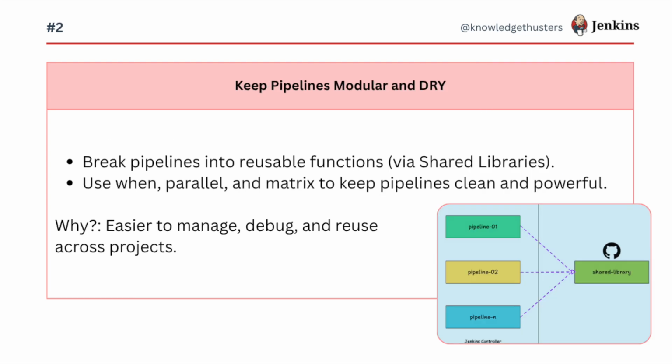So now next, let's see, keep pipelines modular and DRY. So this means always try to use a shared library or reusable functions. So let's say if a simple git checkout you are doing in 10 different pipelines, you can create a simple shared library in Jenkins and you can use that in multiple pipelines. Another example, you can take any email notification you want to send. So let's say if you want to send it in 3 pipelines, you can create a shared library and use that. So now let's go to next.